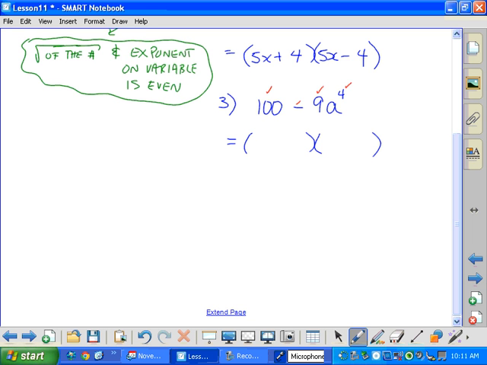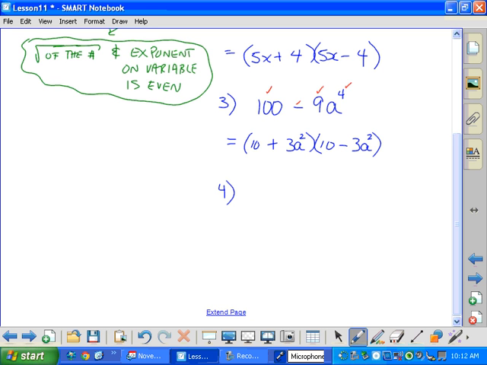So difference of squares, we got 2 sets of brackets. Square root of 100 is 10, just using the calculator. Square root of 9 is a 3. Now what times what gives you a to the 4th? It has to be the same term, so it has to be a squared times a squared. So it's half that exponent, and then plus or minus. So there you go. There's your upper end difference of squares.